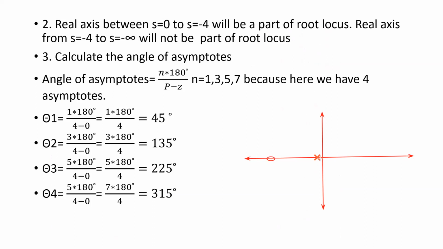If we have a zero and a pole, the root locus will always start from a pole and end towards a zero. It will terminate at a zero.